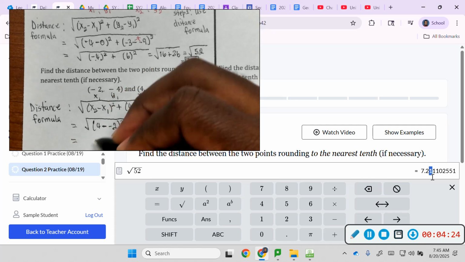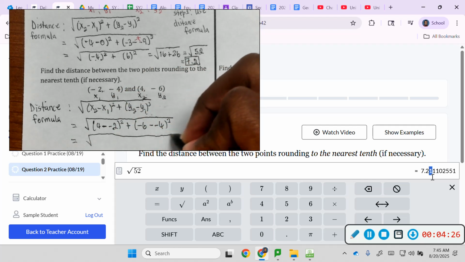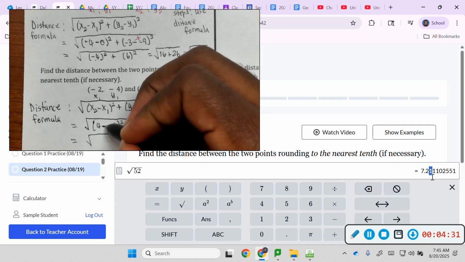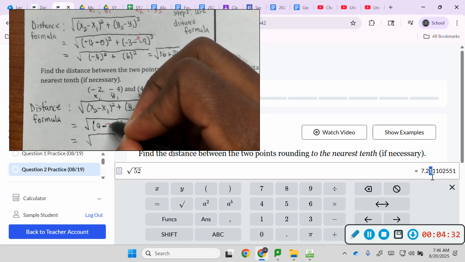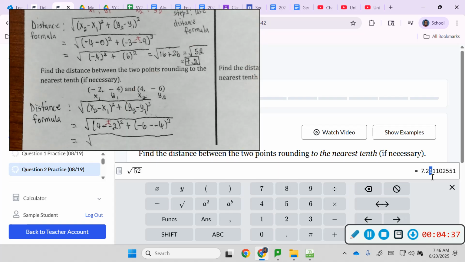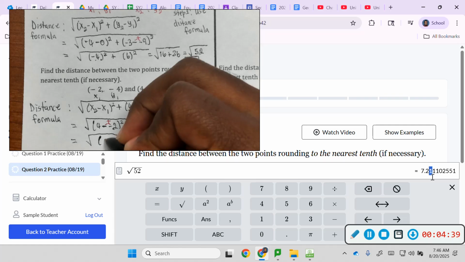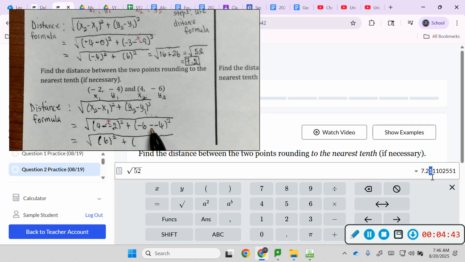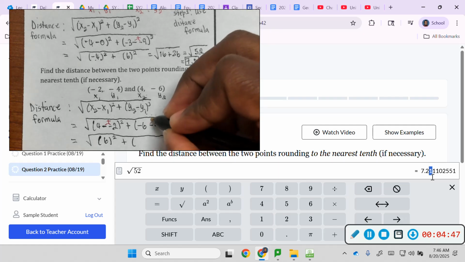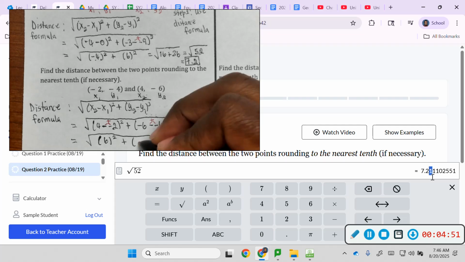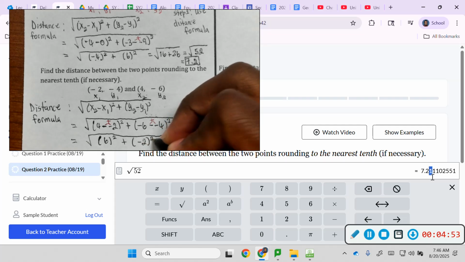Now I'm going to calculate inside of the parentheses first. We're going to do 4 minus negative 2. When you have a negative beside a negative, it turns into a positive. So 4 plus 2 is 6. So we have 6 squared plus negative 6 minus negative 4. Again, a negative beside a negative turns into a positive. So negative 6 plus 4 is negative 2, and we're going to square that.